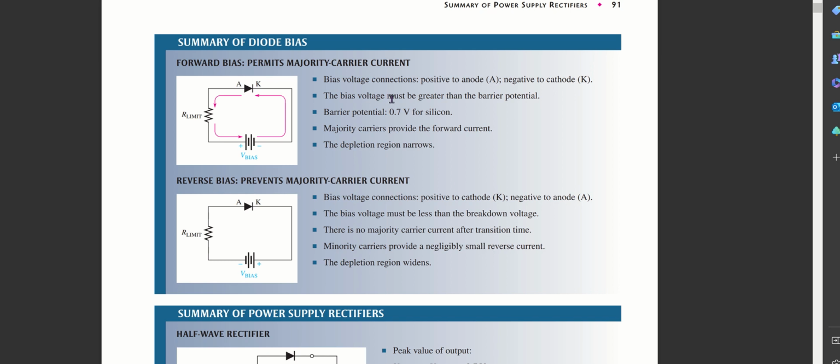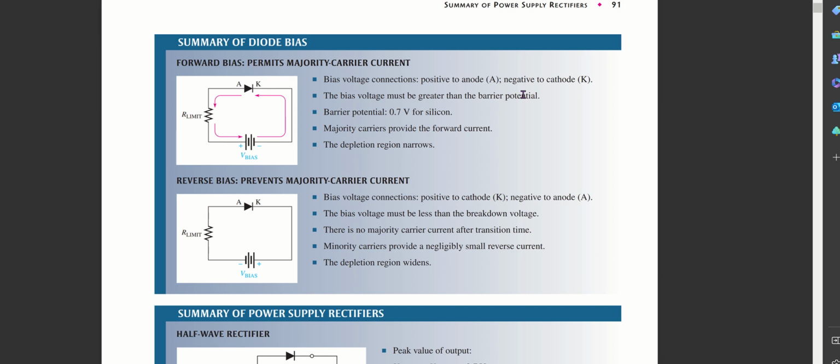The forward bias permits majority carrier current, and reverse bias prevents majority carrier current. So there is a difference between permits and prevents. Also, we can see the bias voltage connections. Positive to anode A is first, and negative to cathode K is second. The bias voltage must be greater than the barrier potential. Barrier potential is the potential that the diode needs in order to work, which is 0.7 volts for silicon.